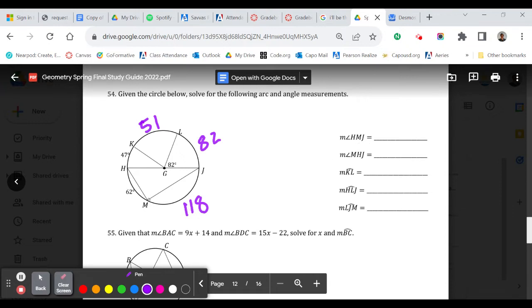So HMJ is this angle here. So it's going to be half of 118. So I should believe that should be 59 degrees. MHJ, which is this guy. I'm sorry, I flip-flopped those two. This one, let me fix that. That is bad. Okay, so 118. This was 51. Okay, HMJ is this guy. That's 90 degrees because it opens up to the diameter. And then this guy is half of 118, which is 59. My bad. Apologize. KL, we already knew, was 51.